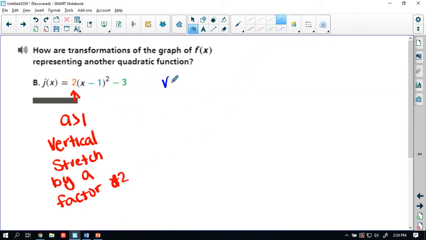My vertex, remember, is going to be negative h, comma k. So looking at my negative 1, negative times a negative is a positive, so that's going to be 1, comma. This one takes on the sign. Notice how there's no sign change here, so that's going to be negative 3.